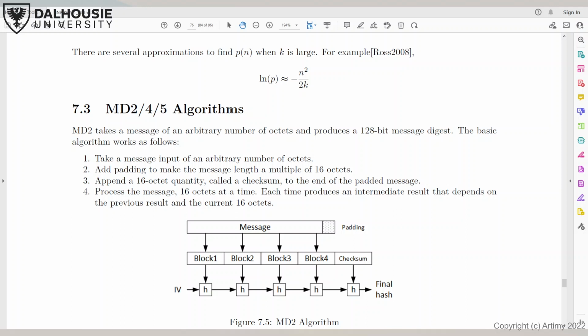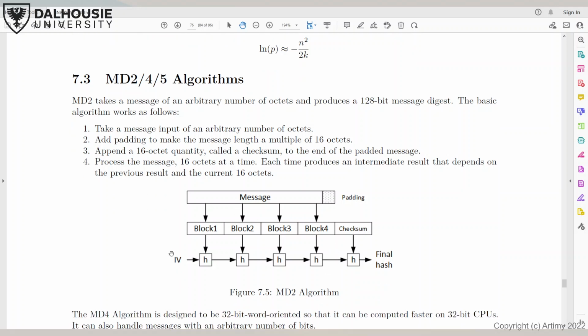After that, it will add another 16 octet quantity as a checksum to the end of the padded message. So you see here the message, then padding, the dotted area, and then we add the checksum. So now we have multiple blocks of exactly 16 octets each. We will pass them through the hash function.